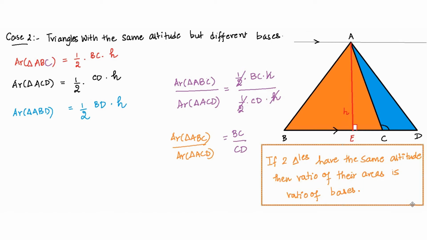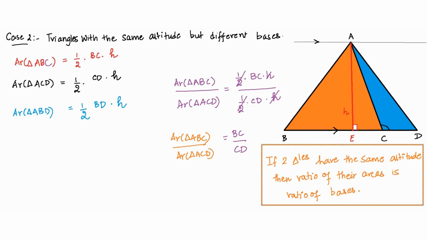The earlier theorem was, if two triangles have the same base, then the ratio of their areas was the ratio of their altitudes. Here, if the two triangles have the same altitude, then the ratio of their area is same as the ratio of their bases. So again, I'm going to pause for a minute.